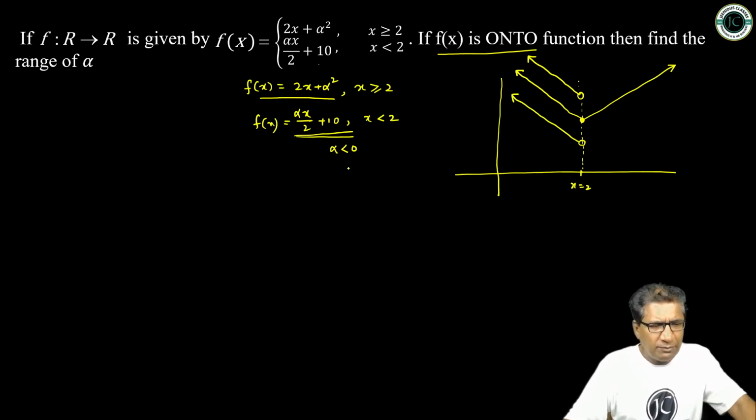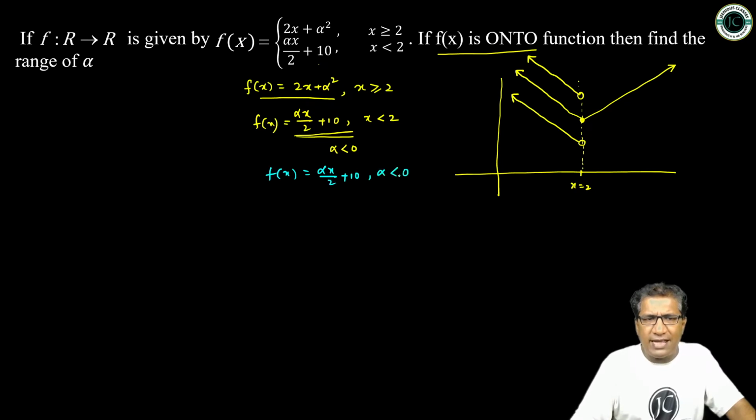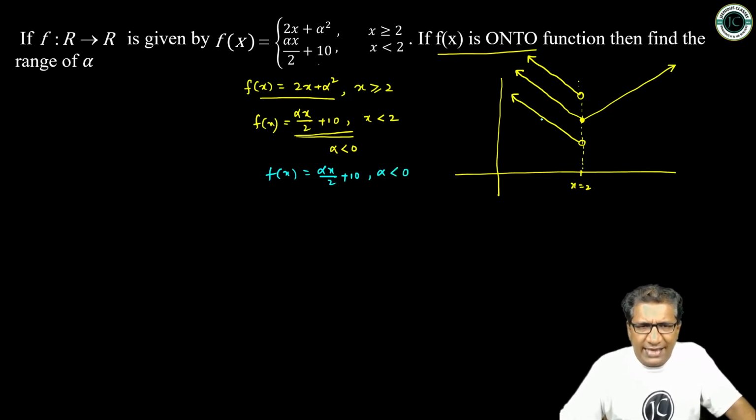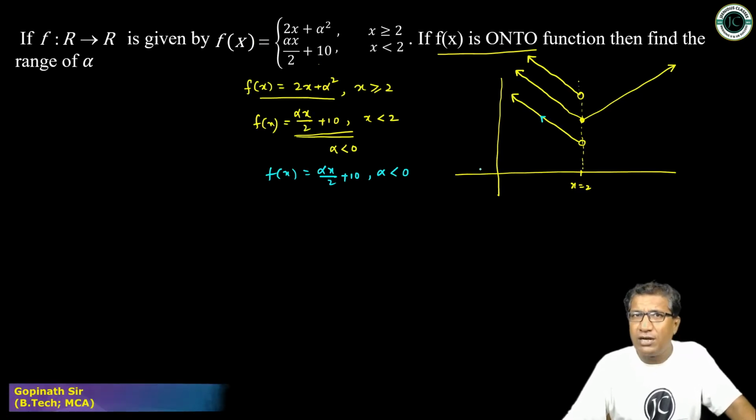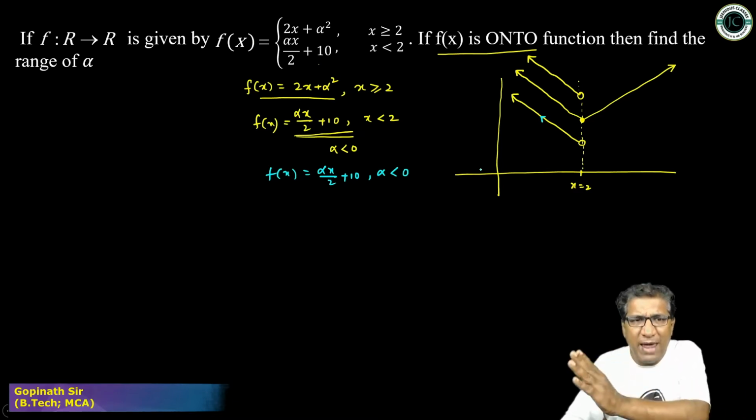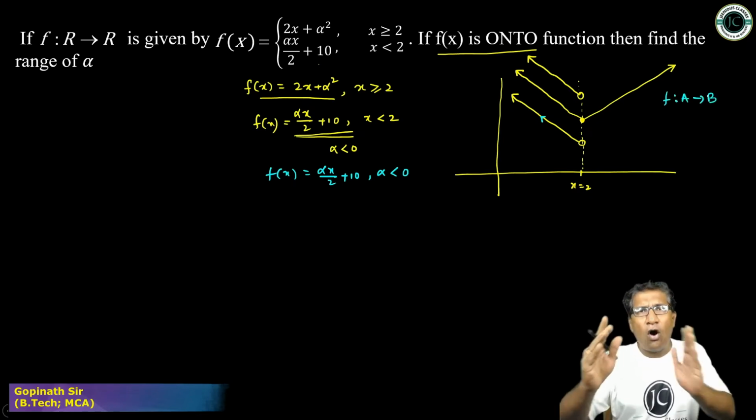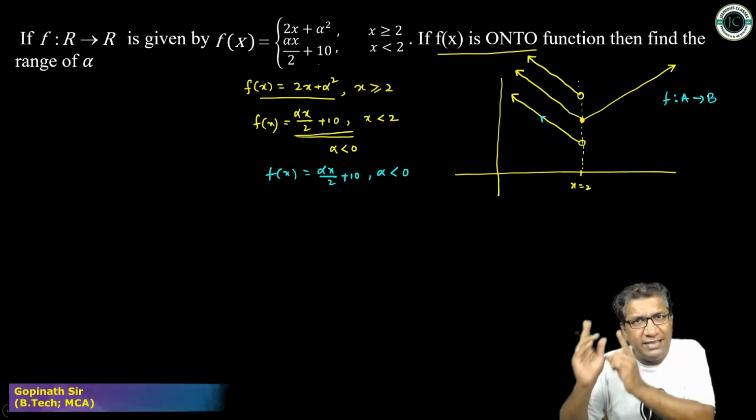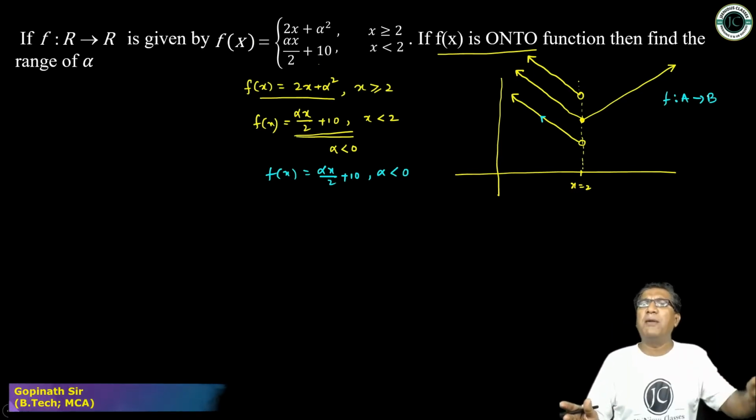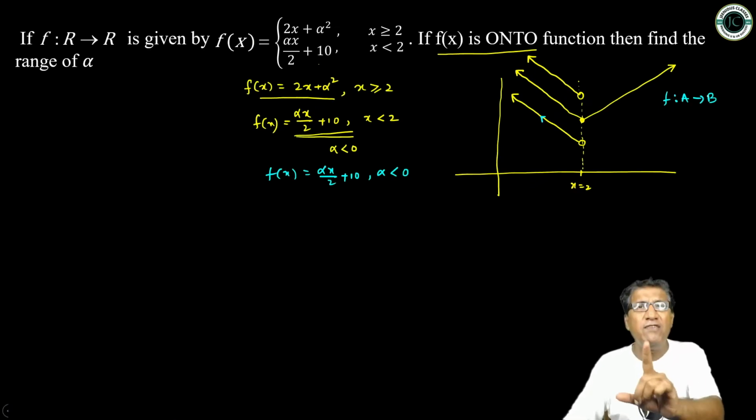Now children, look here. f(x) equals alpha x by 2 plus 10, when alpha is less than 0. If I consider that the straight line will be like this, but it is an onto function. What do you mean by onto function? For all y belonging to your set B, if a function is defined from A to B, then all elements in set B must have a pre-image in set A. Then only we call that function an onto function, otherwise not.